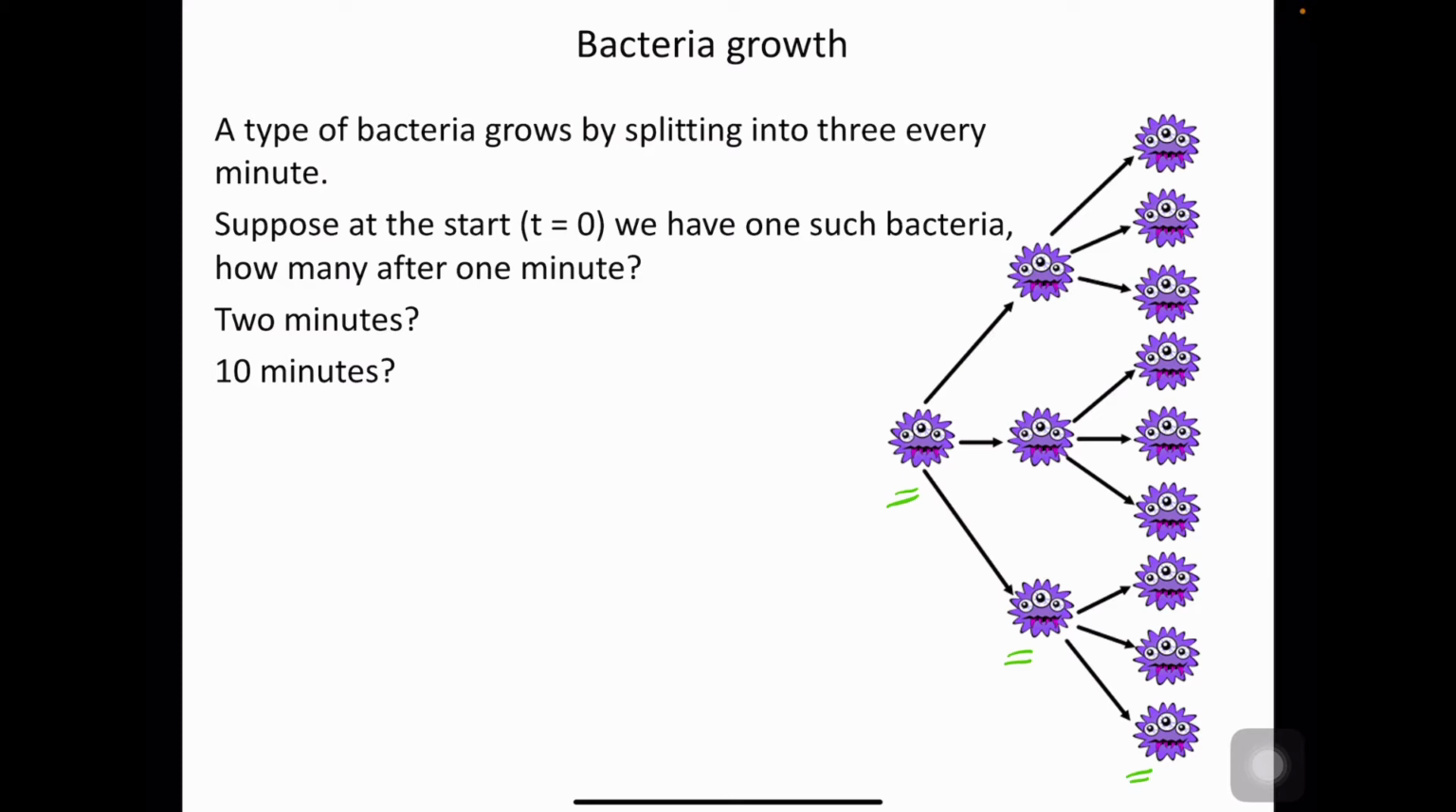And so yeah, here it says, suppose at the start t equals 0, we have 1 bacteria. So all right, t equals 0, number of bacteria is 1. After 1 minute, we have 3 bacteria. Oh yeah, it says that here, 3 every minute. After 2 minutes, 3 squared, which is 9. After 10 minutes, 3 to the 10. Now this is actually linked to what we're doing today, but it's useful to recap this. Yeah, you can work it out using a calculator.